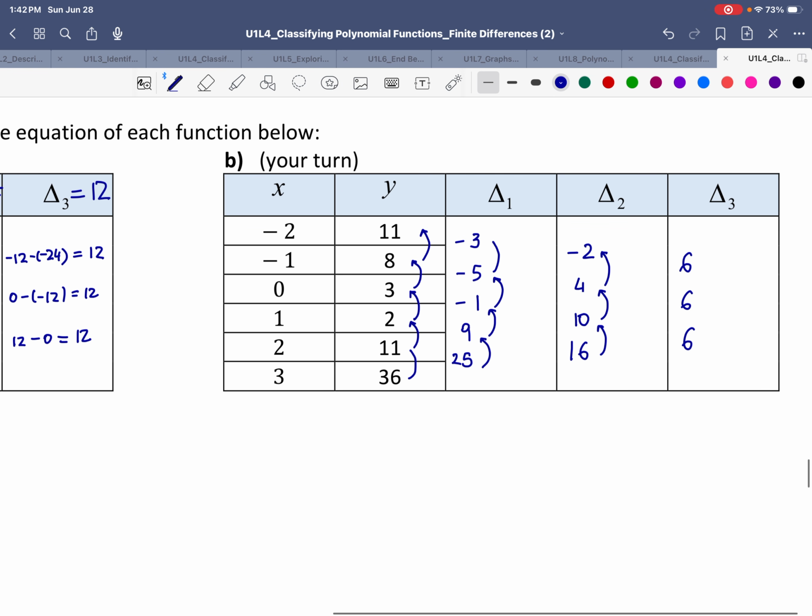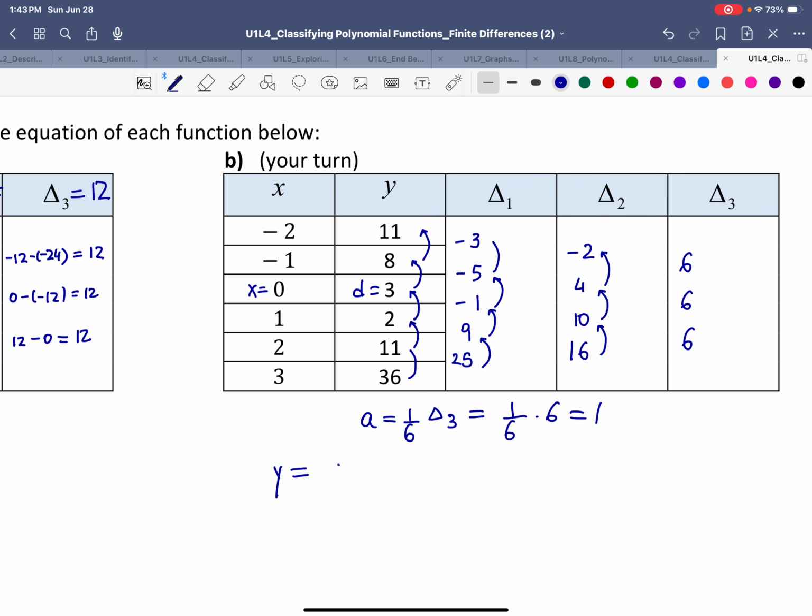So that will give us the value of A, which is 1/6 of delta 3. So 1/6 of 6 is going to be 1. The value of D is going to be equal to 3. So the equation is in the form 1x cubed plus bx squared plus cx and then plus 3. So we're going to use the ordered pair right here. We're going to choose 1 and 2 and 2 and 11. And we're going to take it from there.